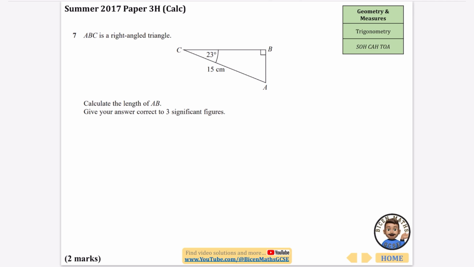So this first one we've got here, nice and simple. We've got a right angle triangle, and we want to find out the length of AB, which I'm going to label as x. All you need to think about in this question is that we have got 15, which is the hypotenuse, and the one that we're trying to find out is the opposite.